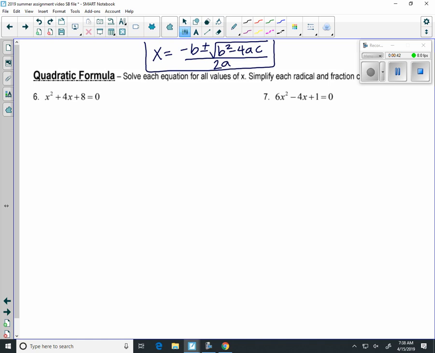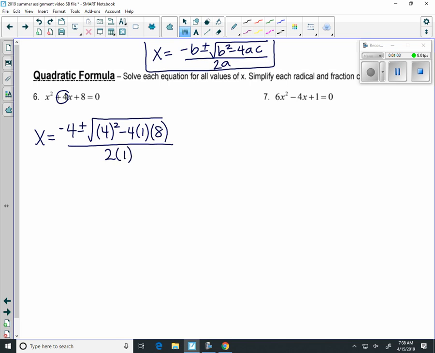All right, so x equals, since my b is positive, I'm going to do negative 4 plus or minus square root of 4 squared minus 4. A is 1, b is 8, all over 2 times a, which is 1.